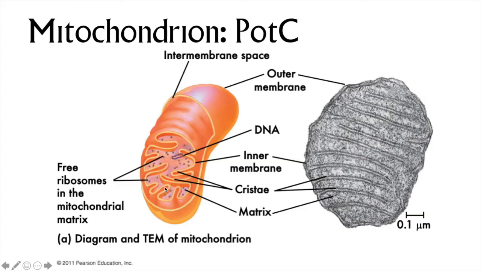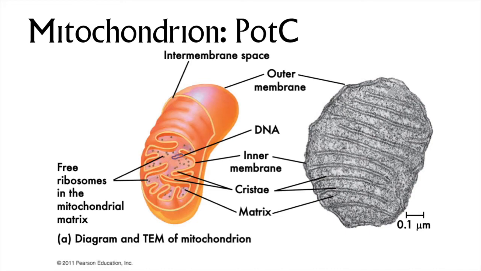The mitochondrion has 2 membranes, though it is not part of the endomembrane system. There is an outer membrane, which is smooth, and then there is an inner membrane, which is folded and convoluted in order to maximize the surface area. The folds of the inner membrane are called cristae, and the space inside the inner membrane is called the matrix. That's what you see here.